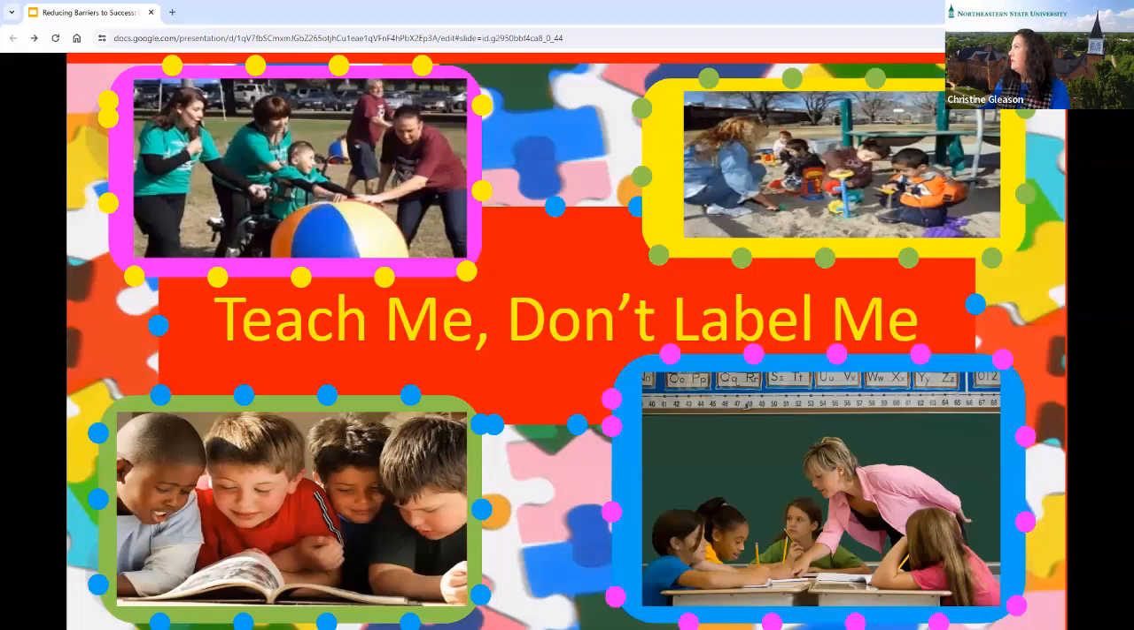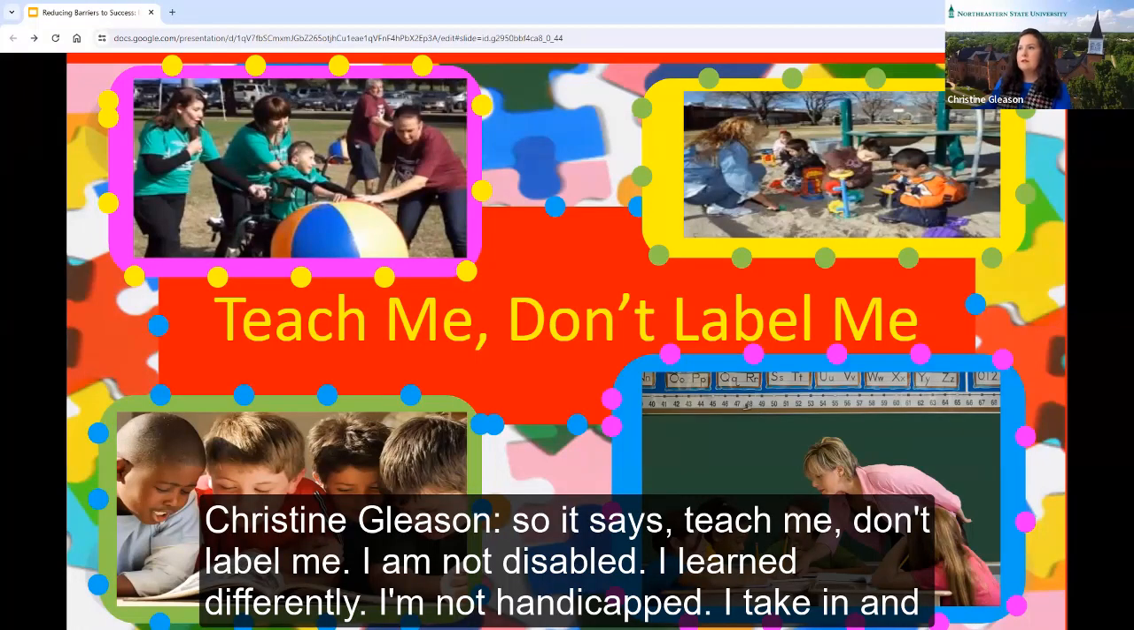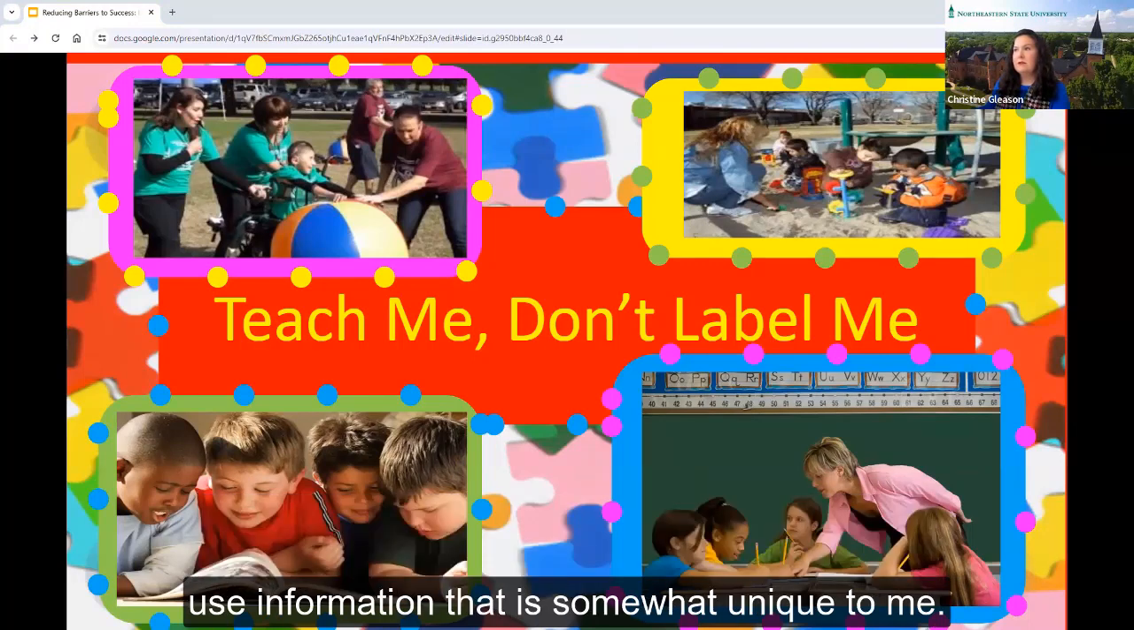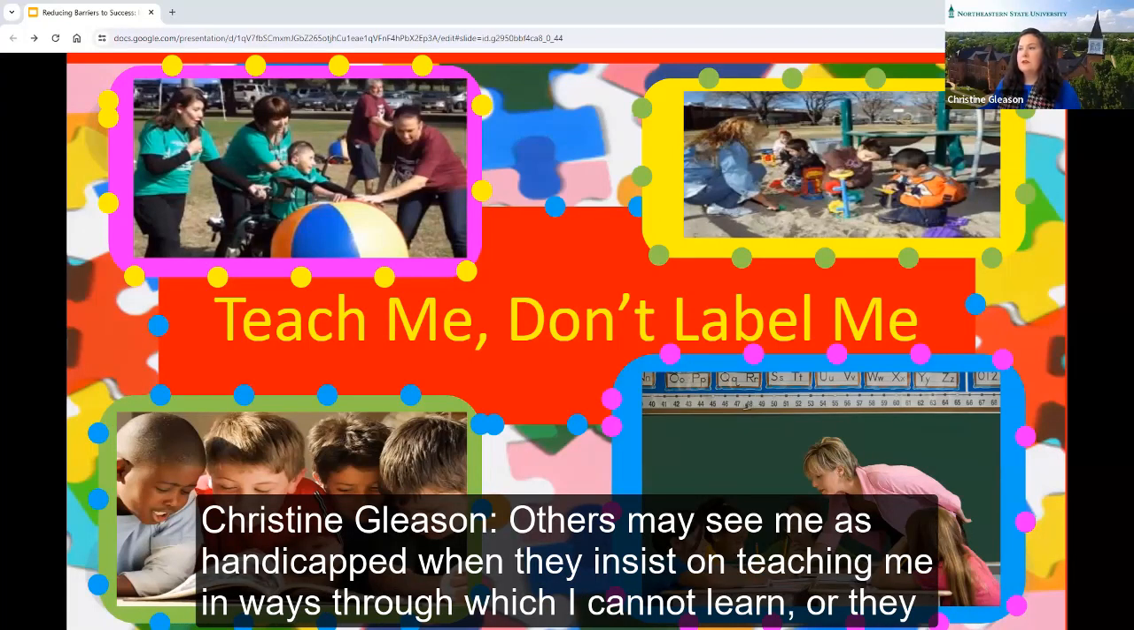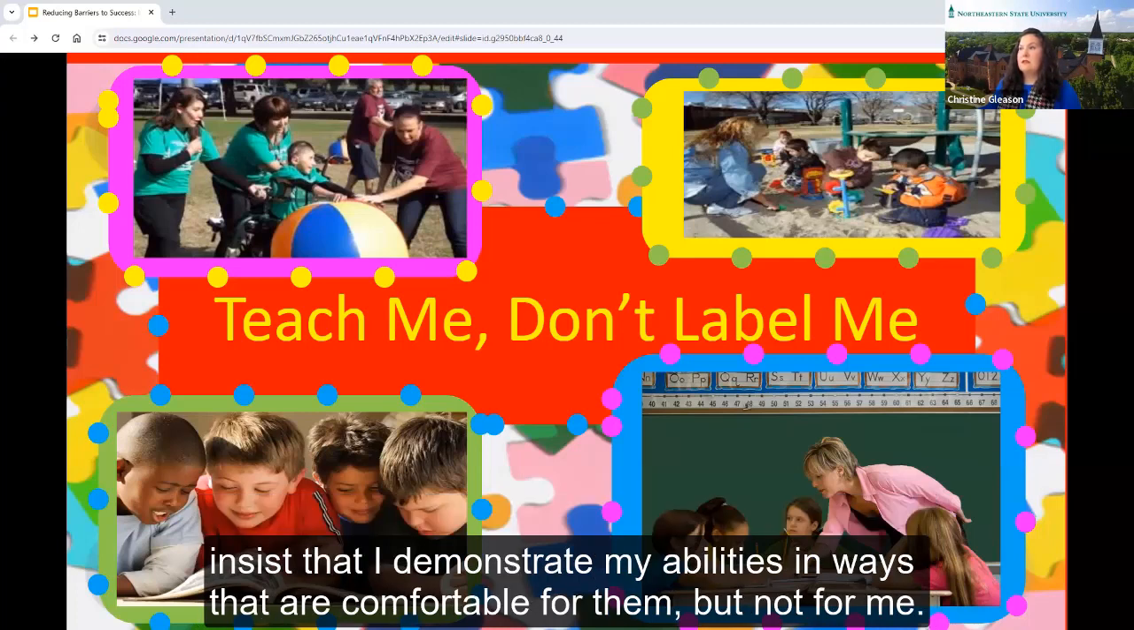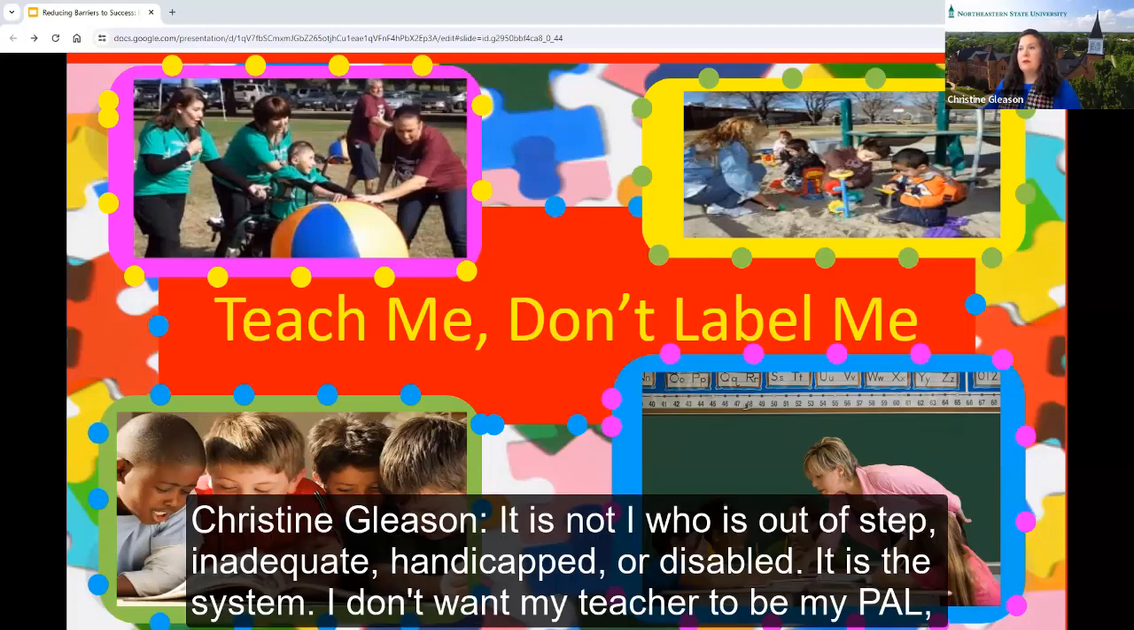Teach me, don't label me. So it says, teach me, don't label me. I am not disabled. I learn differently. I'm not handicapped. I take in and use information that is somewhat unique to me. Others may see me as handicapped when they insist on teaching me in ways through which I cannot learn, or they insist that I demonstrate my abilities in ways that are comfortable for them, but not for me. It is not I who is out of step, inadequate, handicapped, or disabled.